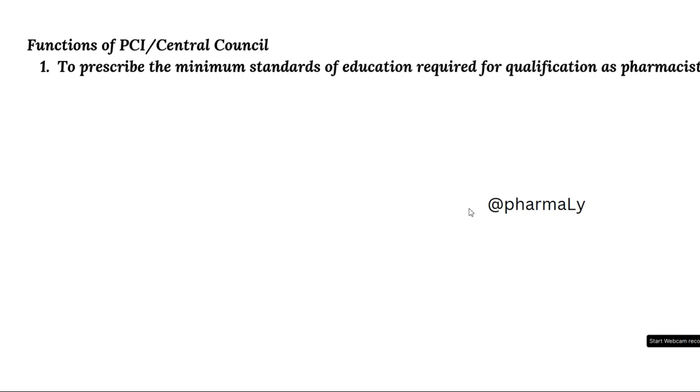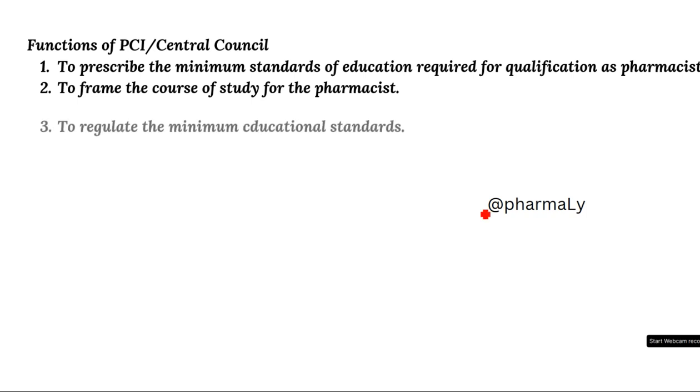So first is to prescribe the minimum standards of education required for the qualification of pharmacists. The first objective of the Pharmacy Council of India is to prescribe minimum standards relating to the education field as a pharmacist. Next is to frame the course of study for the pharmacist. Obviously, it is related to the first one. If it is prescribing the minimum standards, it should also design the course of study.